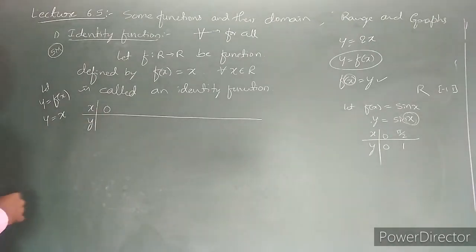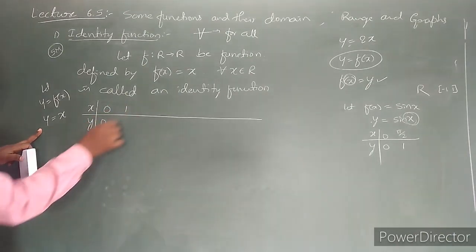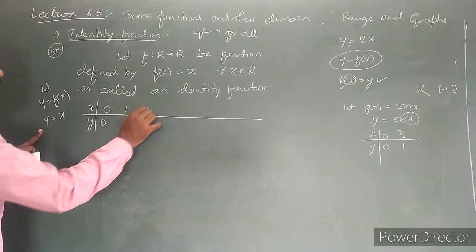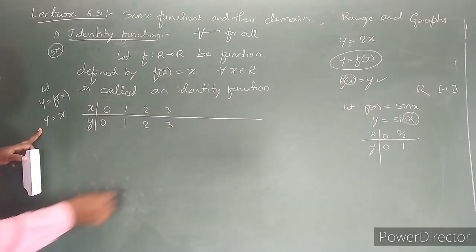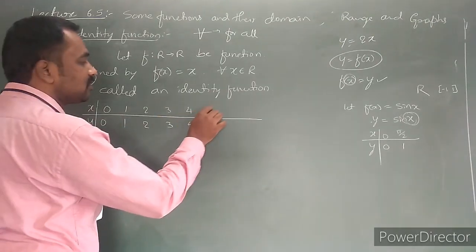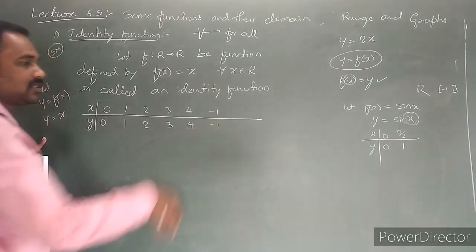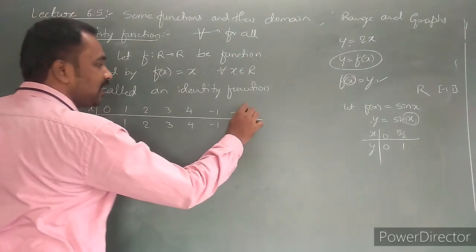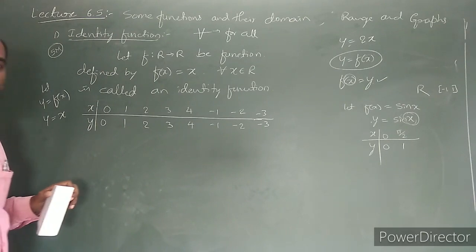Then if the x value is 0, what is the y value? 0. If the x value is 1, what is the y value? 1. If the x value is 2, the y value is 2. If x is 3, y is 3. If x is 4, y is 4. Like that, similarly continue. If the x value is minus 1, the y value is also minus 1. If x is minus 2, y is minus 2. If x is minus 3, y is minus 3.